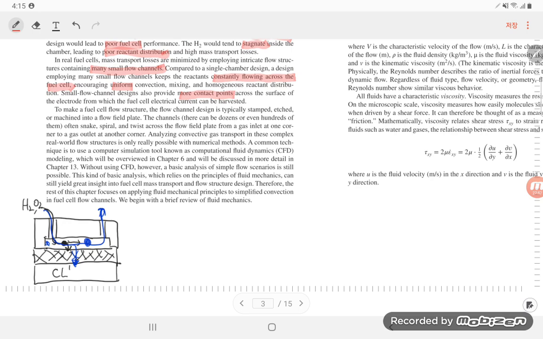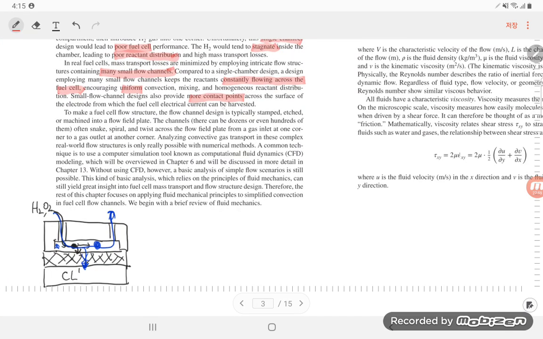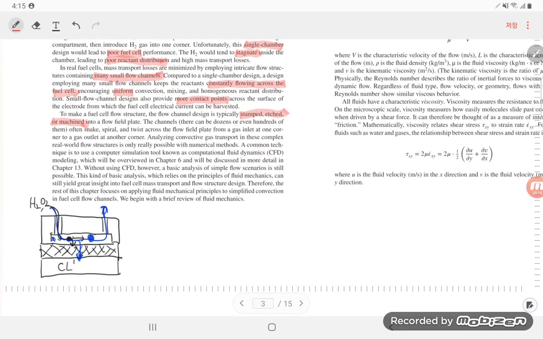To make the fuel cell flow structure, the flow channel design is typically stamped, etched, or machined by CNC into a flow field plate. There can be dozens or even hundreds of channels, which often snake, spider, and twist across the flow field plate, from a gas inlet at one corner to a gas outlet at another corner.